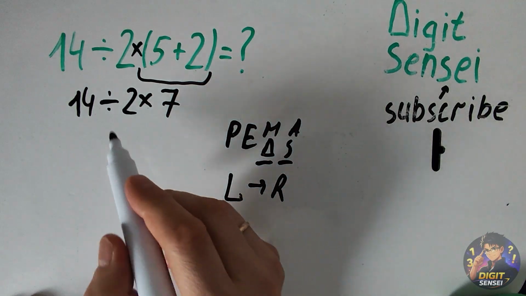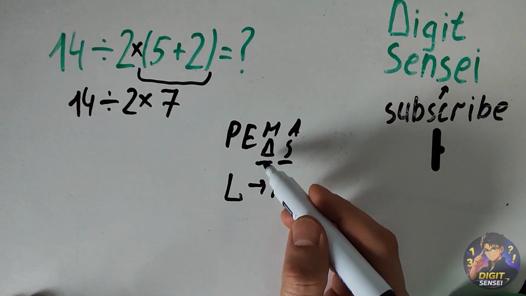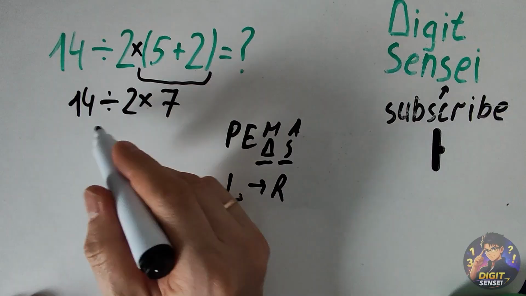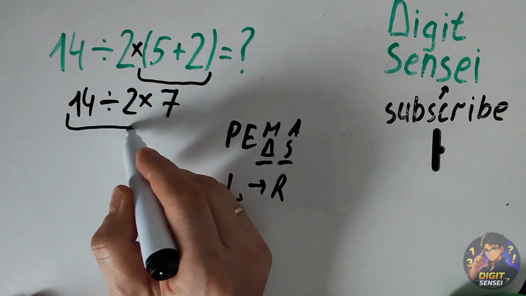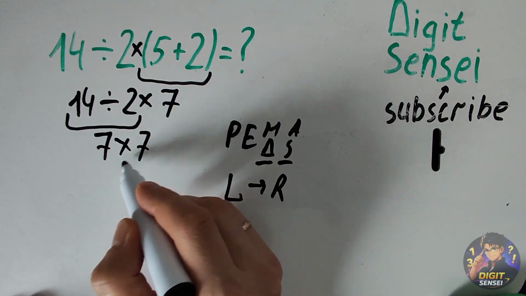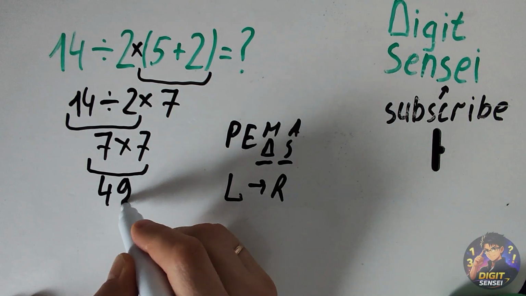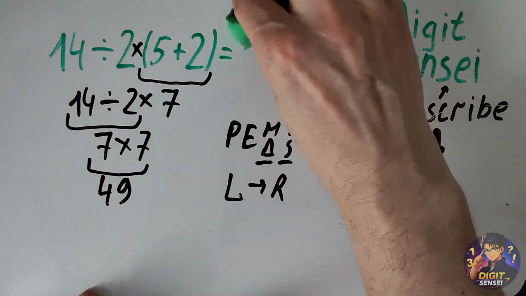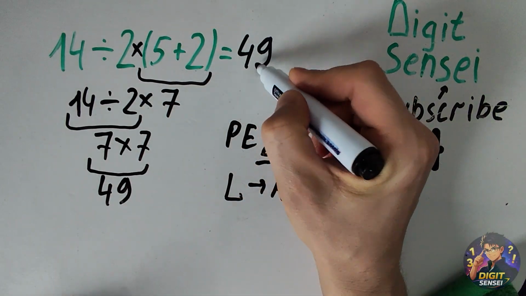Now we have one division and one multiplication. As I said, the multiplication and division have equal priority and we have to work from left to right. So here, first we have to do this division. 14 divided by 2 equals 7. So 7 times 7, which equals 49. And this is our final answer to this problem. The correct answer is 49.